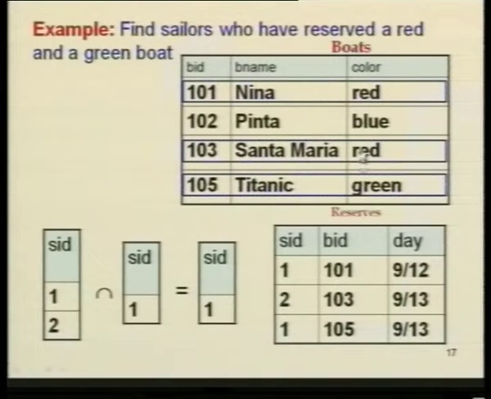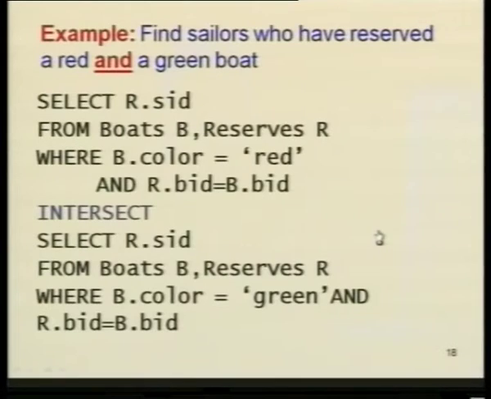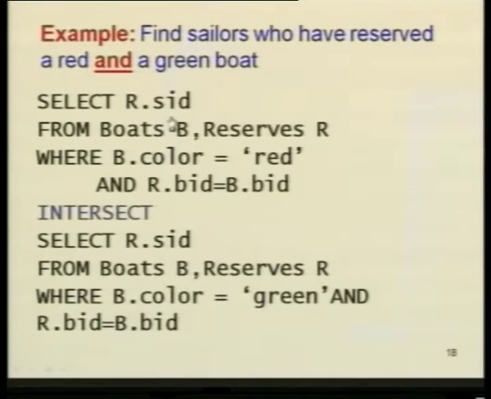So, these are the reds and greens, and we get the result. Now, find sailors who have reserved a red and a green boat. Let us look at how this is expressed. So, I select R dot SID. Before that I am defining B and R, where B stands for boats and R stands for reserves.